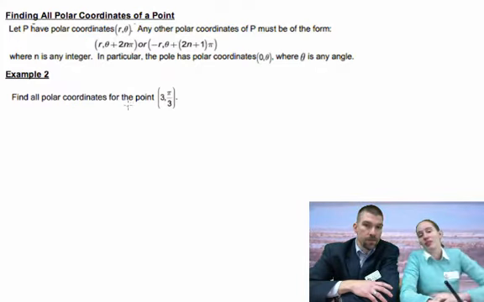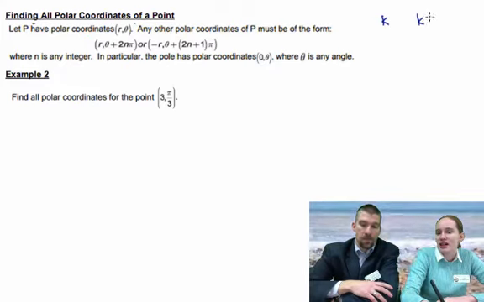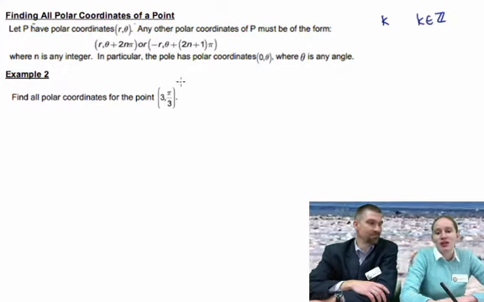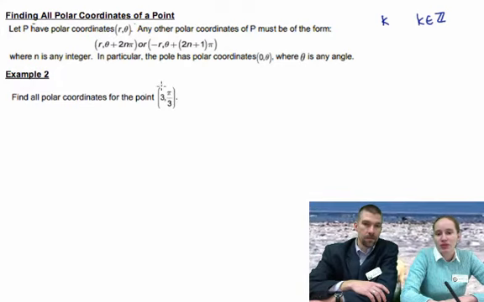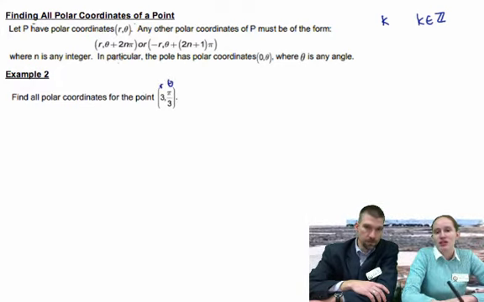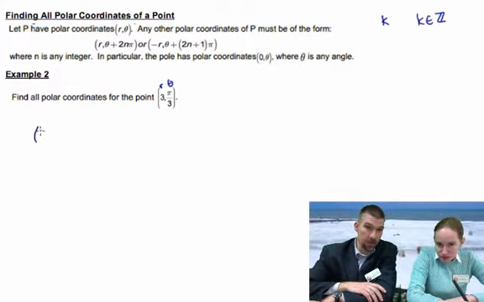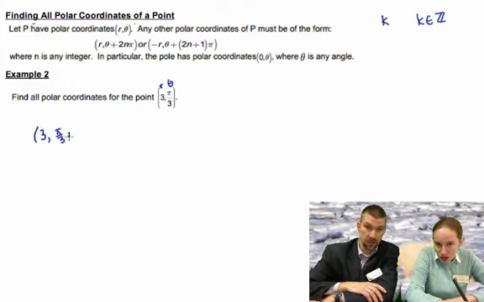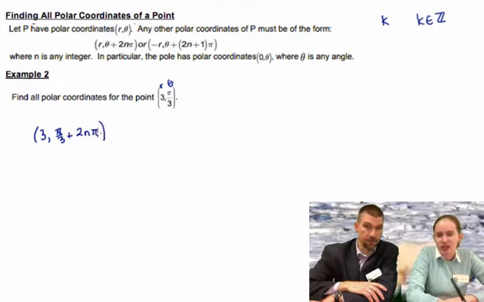So you might remember at some point we had coterminal angles. We talked about having k, and then we said k is an element of the integers. Similar thing is going on here. And so if we want to find all the polar coordinates for the point (3, pi over 3), first off, remember this is r and theta. We just plug it into these. So the first one would be 3, and then pi over 3 plus 2n pi.